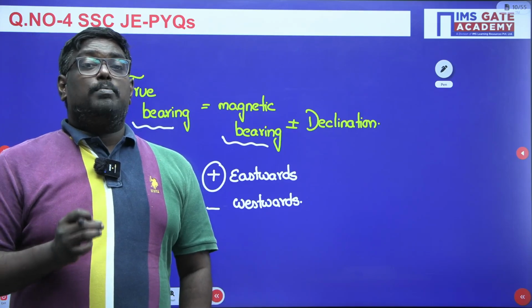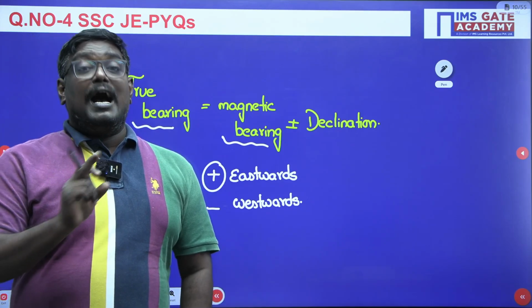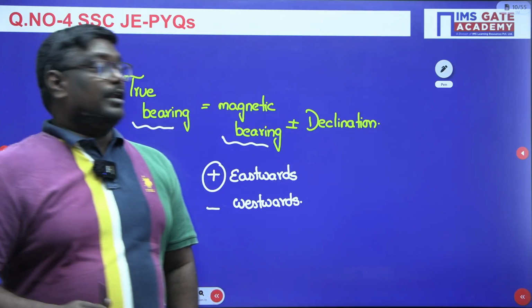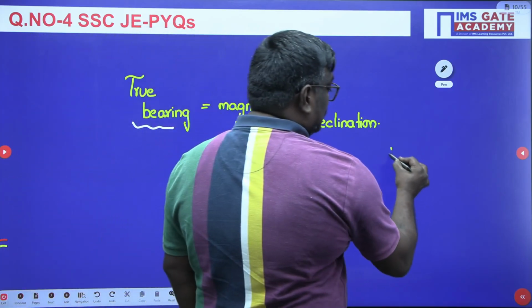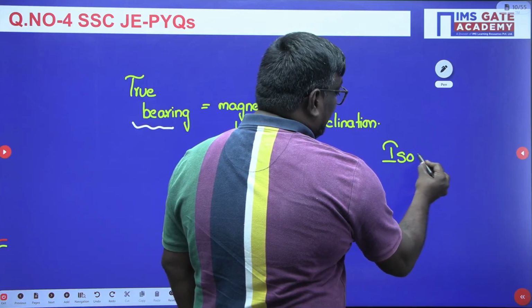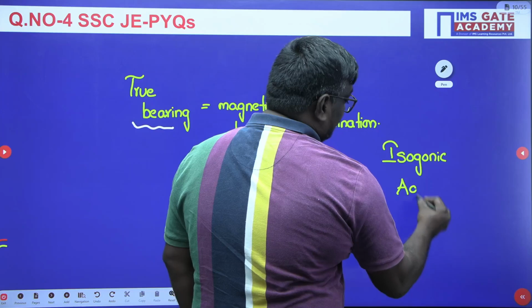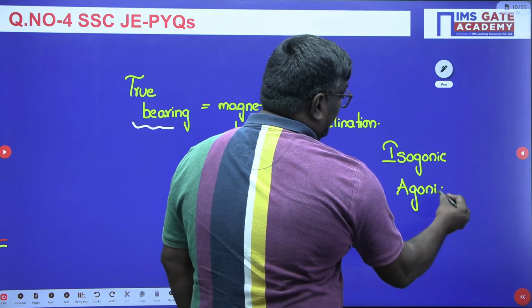A line joining points of same declination is called an isogonic line. A line joining points of zero declination is called an agonic line. So, please understand this also. What is an isogonic line? A line joining points of same declination. A line joining points of zero declination is an agonic line.